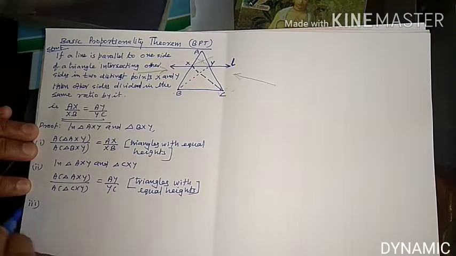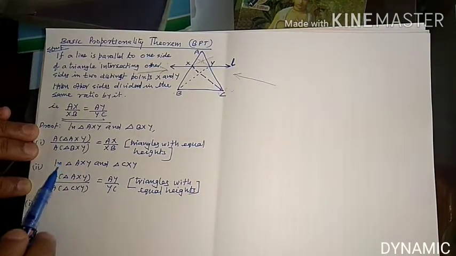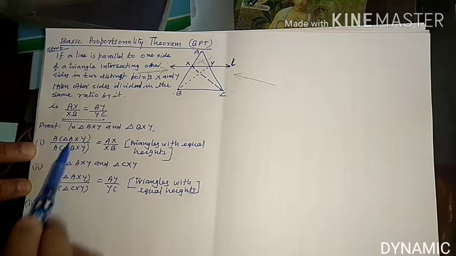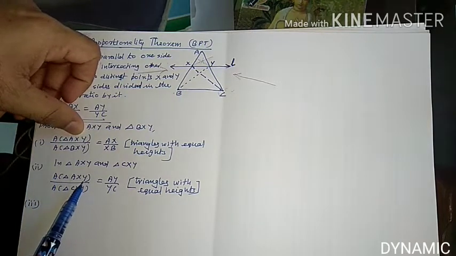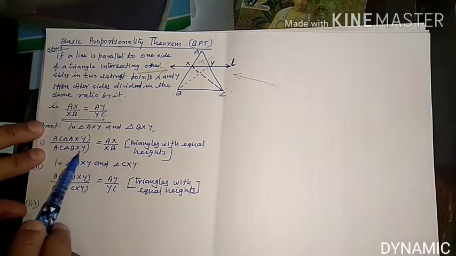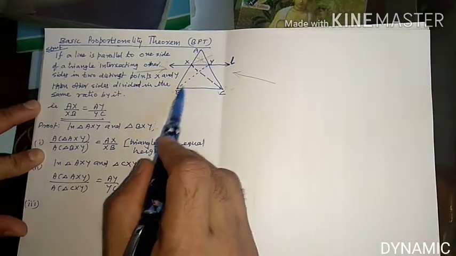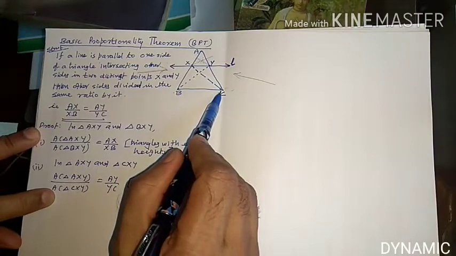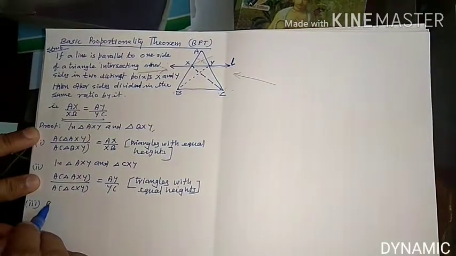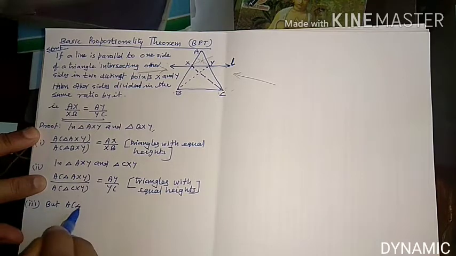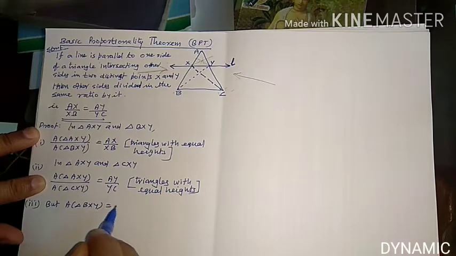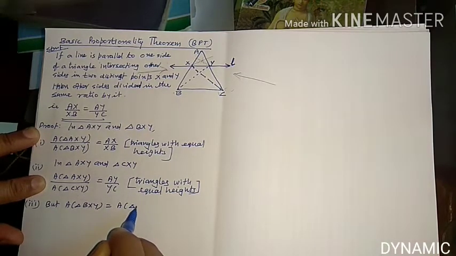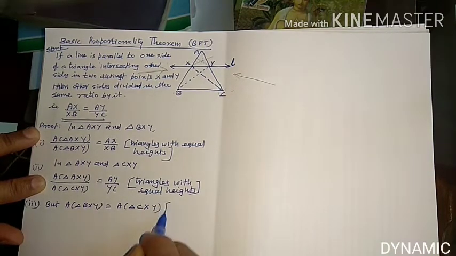Now we have to recognize another thing. See the denominators of both the first and the second: the numerator is one and the same, the area of triangle AXY. In the denominators we have the area of triangle BXY and the area of triangle CXY. But the area of triangle BXY is exactly equal to the area of triangle CXY. Why? What is the reason?